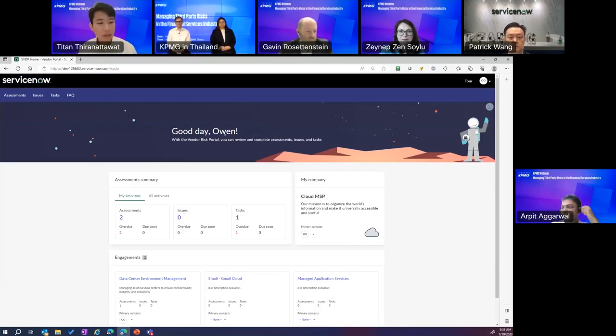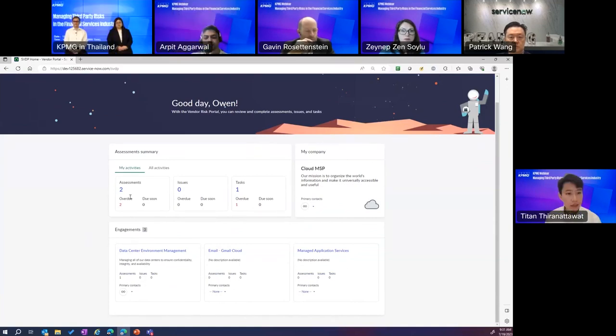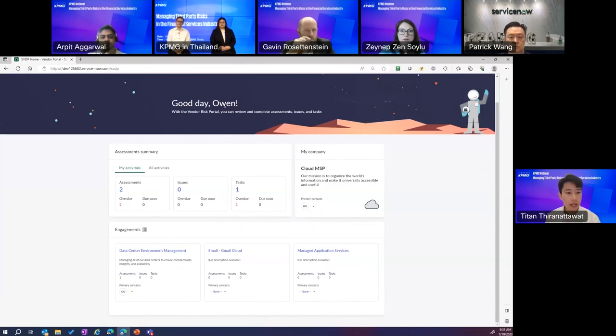Okay, so now that we're logged into our vendor persona here, on the homepage, it is separated into two sections. For the top one, we can see the assessment summaries where Owen here can see all the assessments, the issues, and the tasks that have been assigned to this particular vendor. And at the bottom, we can see the engagements this vendor is responsible for.